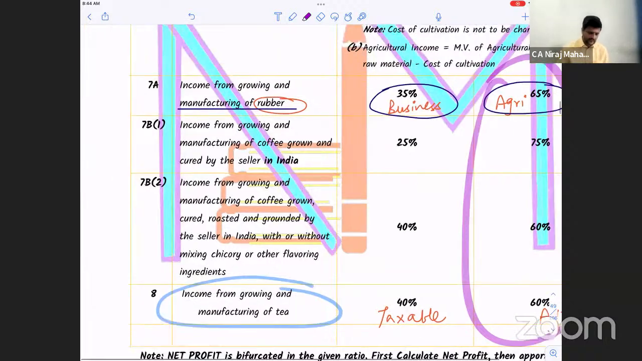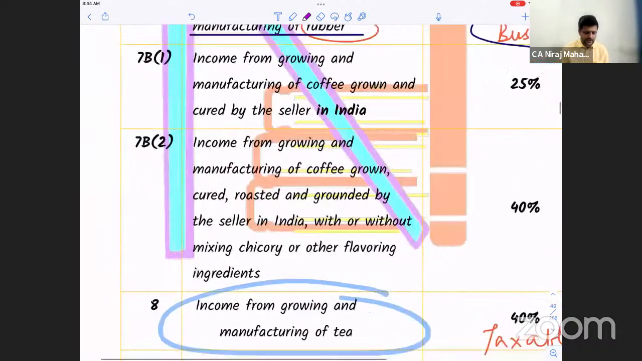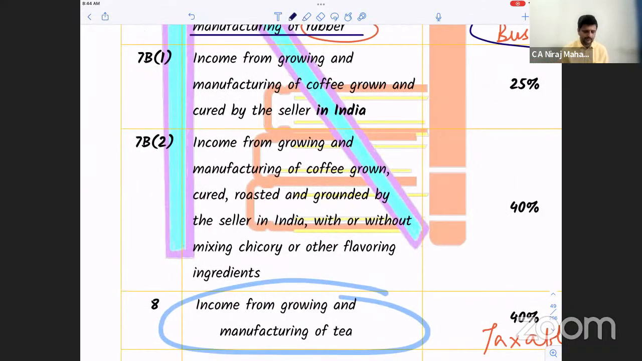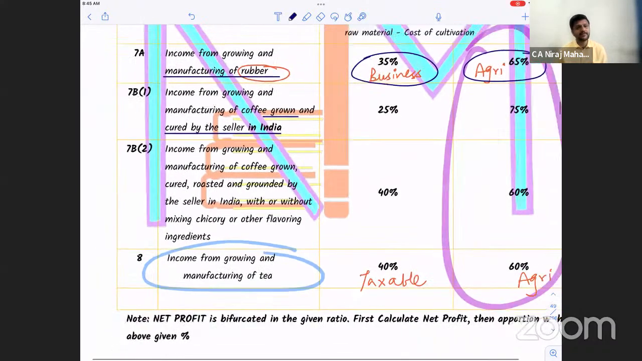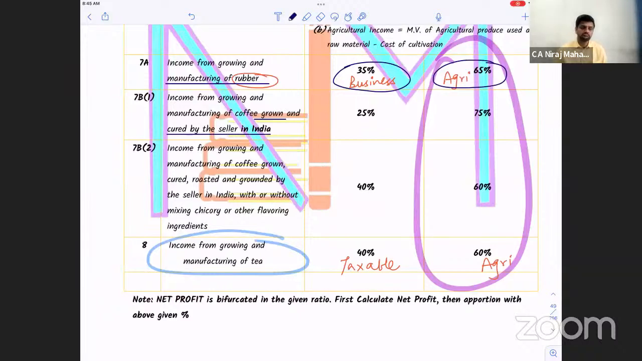Now understand. Income from growing and manufacturing of coffee grown and cured by the seller in India. Cured means cleaned and all the processing happening on those coffee beans. Okay, curing. It means you do some process to make it sellable. 75, 25. 75 will be considered as what? Agri income. And 25 as business income.